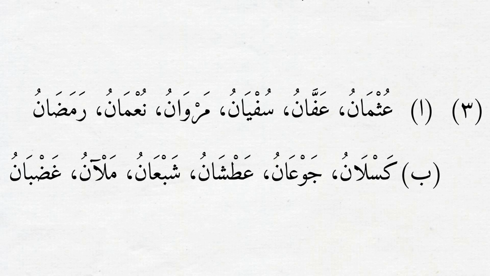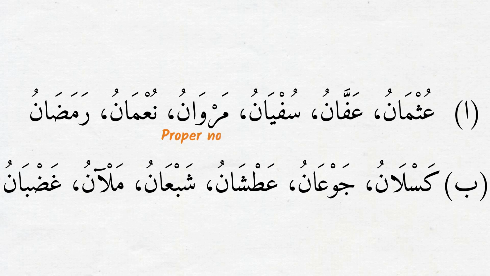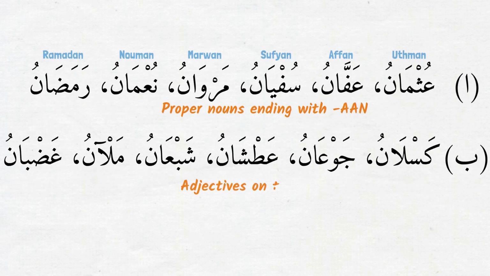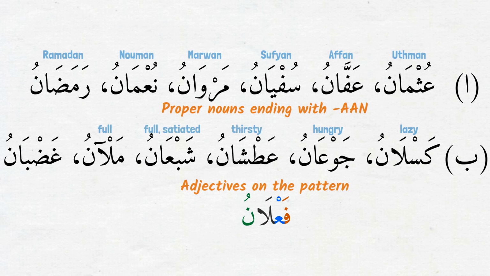The third category has two subgroups with similar patterns. Part alif, proper nouns that end with an, alif and nun, such as عثمان, عفان, سفيان, مروان, نعمان, and رمضان. Part ba, adjectives that are on فعلان pattern, as in كسلان, جوعان, عطشان, شبعان, ملآن, and غضبان.